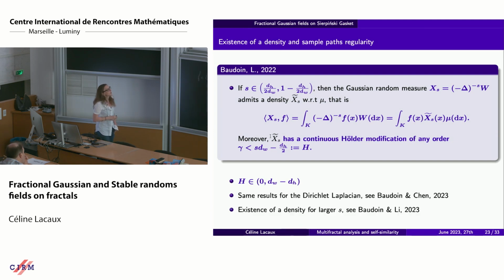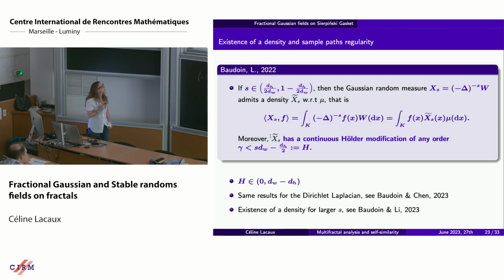They don't consider the Neumann Laplacian, they consider the Dirichlet one. So they had a condition on the boundary, and they prove for the Dirichlet Laplacian that there still exists a density when s is bigger than this. You follow exactly the same proof, and you see that for us, you still have a density when s is bigger than this upper bound.